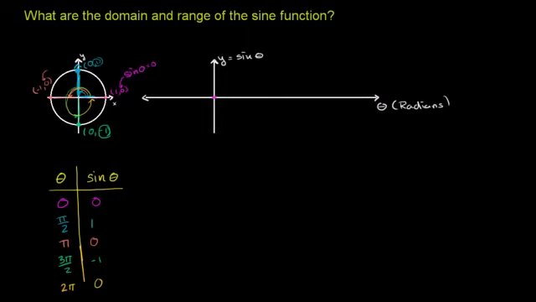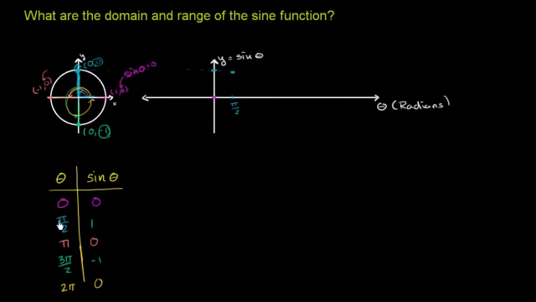When theta is equal to pi over 2, sine of theta is 1. So we'll use the same scale. Sine of theta is equal to 1. I'll make this 1 on this axis and on that axis. So we can maybe see a little bit of a parallel here.